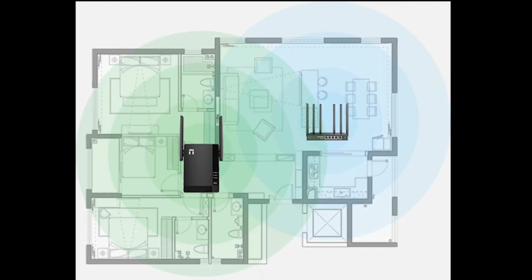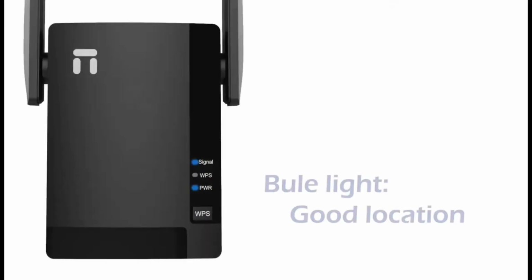Move E3 to the right spot. Ideally, E3 should be placed in the middle between your main router and the place where you have poor signal. After plugging E3 into the power outlet, the signal light should become solid blue. This means it is a good location.